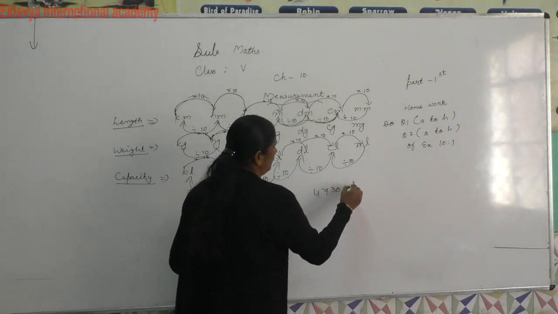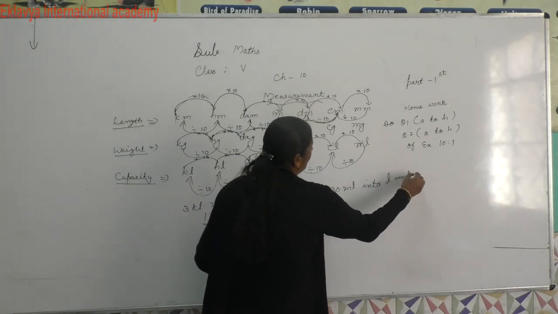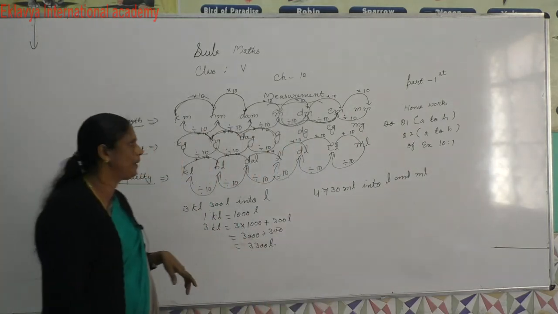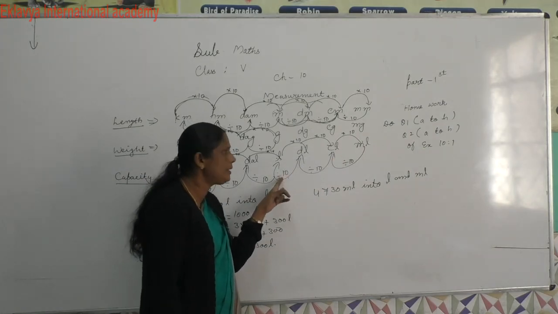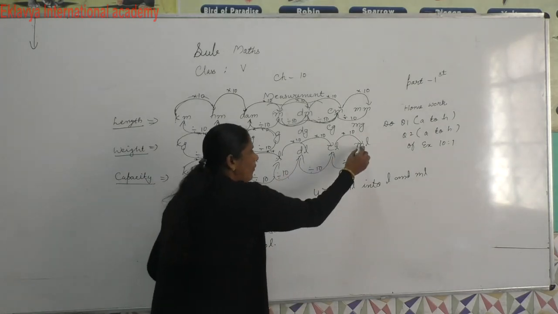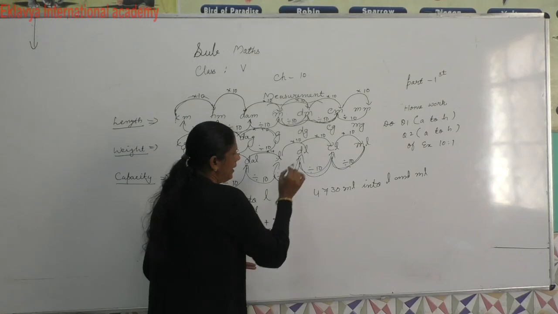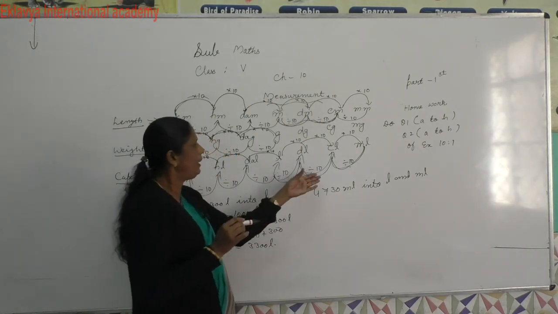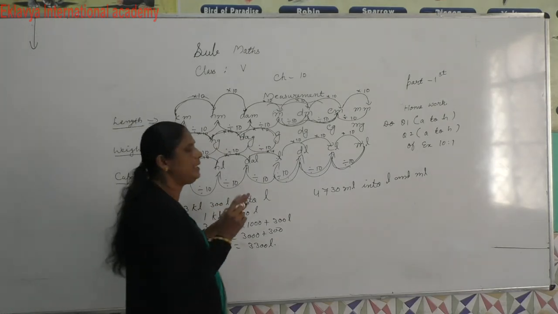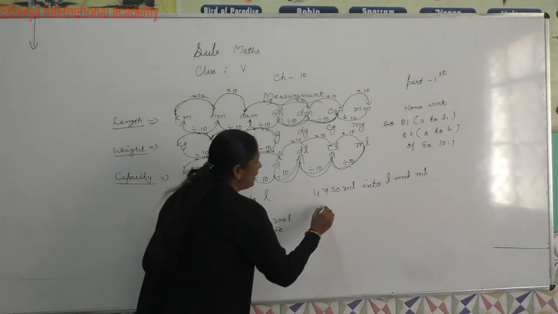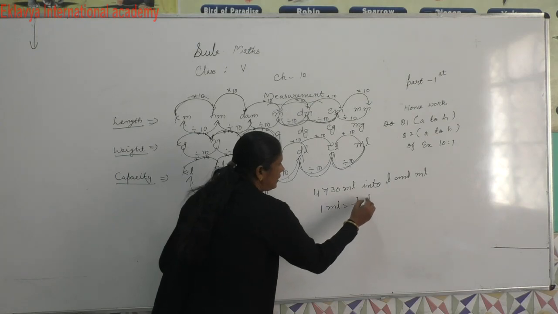Then 4730 ml into liter and ml. Ml means milliliter. Where is our ml? Here. Then we go to liter. Then how many steps we move? 1, 2, 3. That is 10, 100, 1000. Then smaller to bigger, we divide. That is, we divide by 1000. 1 ml is equal to 1 upon 1000 liter.